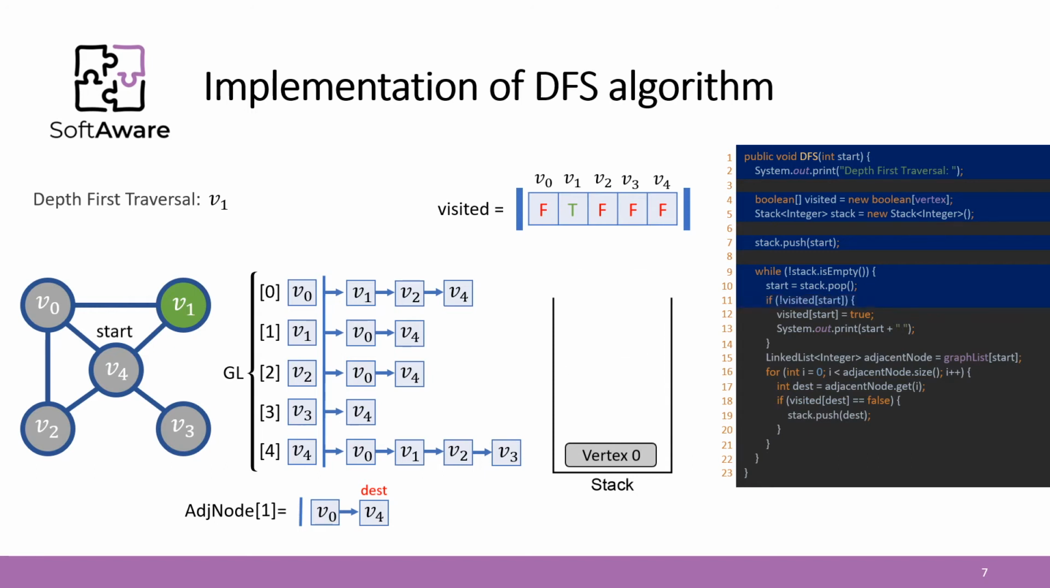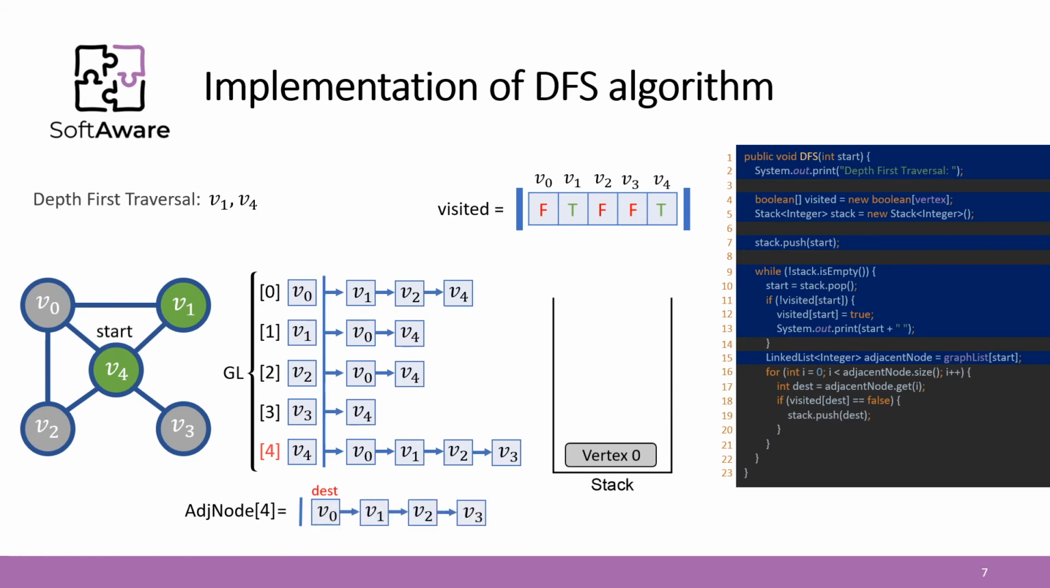Next, we check if vertex 4 is visited. As you can see, it is not visited yet, so we execute the if condition and change its state to true and output it. Next, in line number 15, we need to get the adjacent nodes of vertex 4, so we override the 4th index of our graph list on our adjacent node linked list variable.